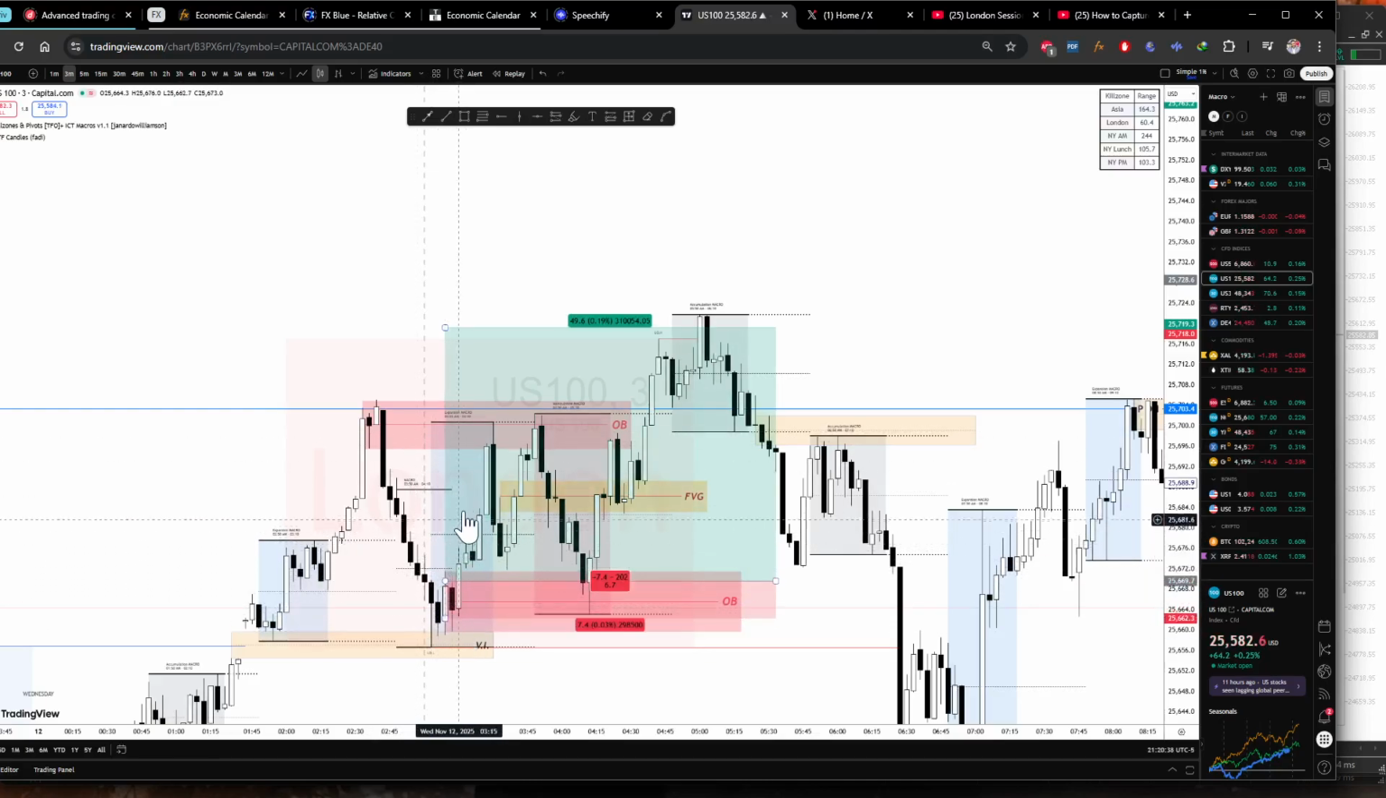Went all the way up, came back down. My entry was right around here. This came back almost to take me at break even. And when we went back up here, I was up about $130. I didn't take off the trade. And then this came and hit my break even. And I went to bed there.